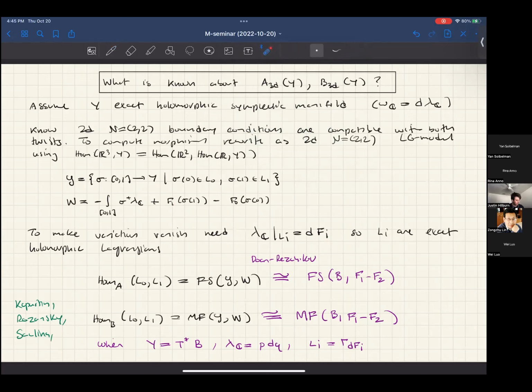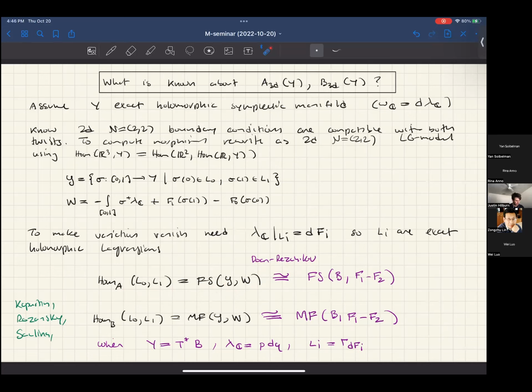And then one can actually use this infinite dimensional LG model to try and compute the Homs. So basically, this is some infinite dimensional Kähler manifold with a holomorphic function. And so you can say that the Homs in the 3D A-model between these two Lagrangians are actually just going to be the Fukaya-Seidel category of this infinite dimensional space with this superpotential. And there was a talk in the seminar earlier this year where a great paper by Doan and Rezchikov was discussed. I think Doan was the one who gave the talk.